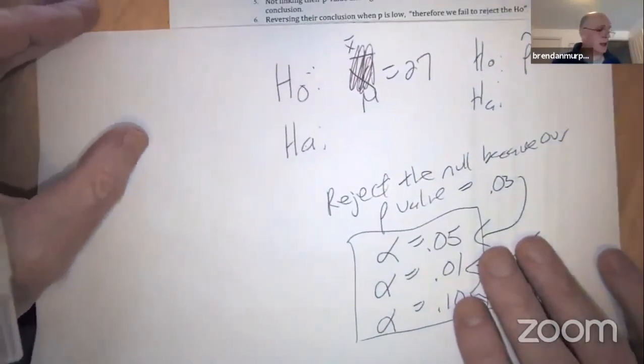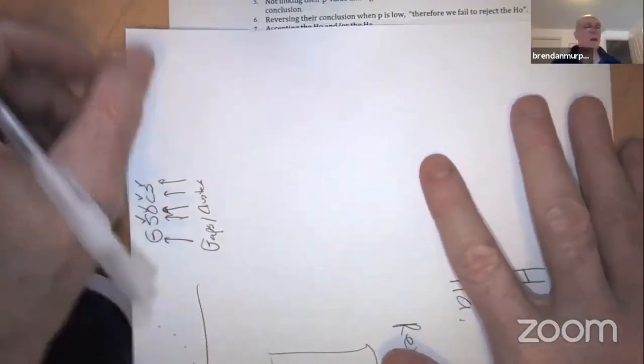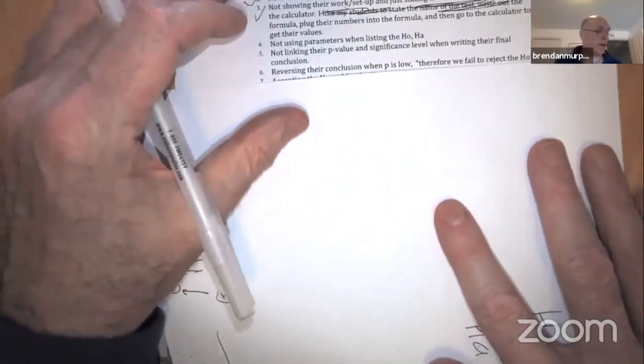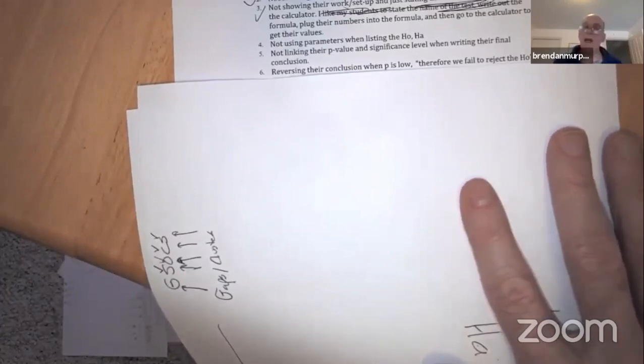Reversing their conclusion. When p is low, therefore we fail to reject the null hypothesis. No, when we have a low p-value, a small p-value, we reject the null hypothesis in favor of the alternative. There are other ways to phrase that. That's sort of my general phraseology, I guess. When p is low, we have convincing evidence to reject the null hypothesis in favor of the alternative hypothesis, something like that. So sometimes we see students kind of reverse those.